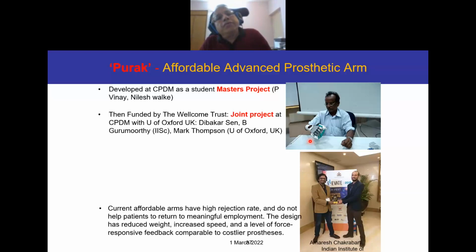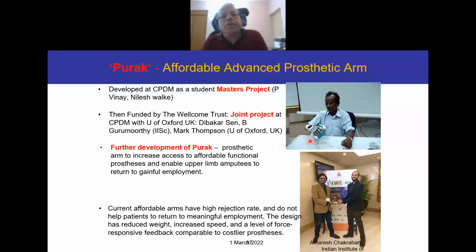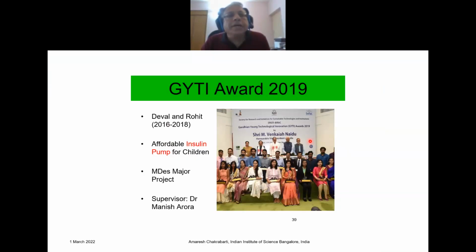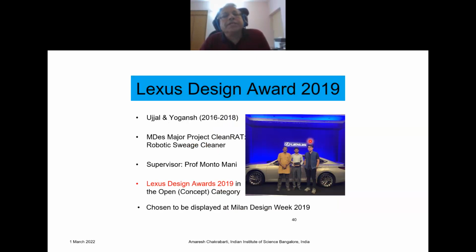So then later on, Wellcome Trust funded it another 15 crores. Oxford University joined as a partner. And 5 years down the line, they have a company called Grass Bionics that has won the Elevate 2019 award of the Government of Karnataka. And it's selling that product. Last couple of examples: an affordable advanced insulin pump for children won the Gandhian Young Technology Innovation Award from the President of India for Deval Karia and Rohit Nambiar. And then Ujjwal and Yogansh, a project called Clean Rat, which is a robotic sewage cleaner that won the Lexus Design Award 2019 in the open category.